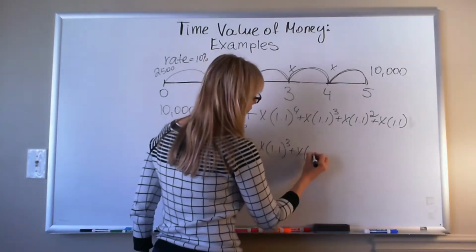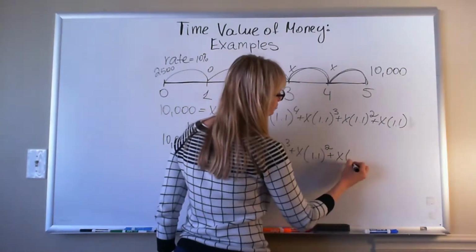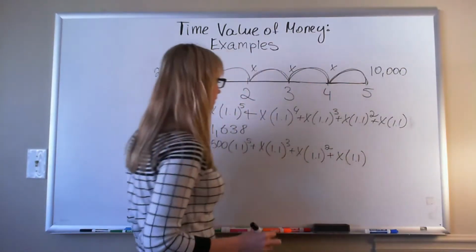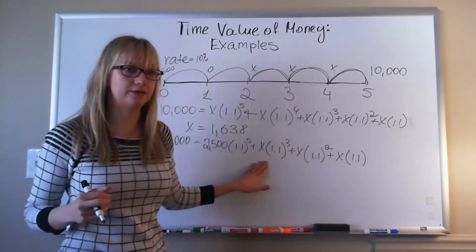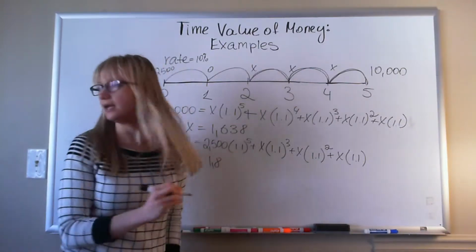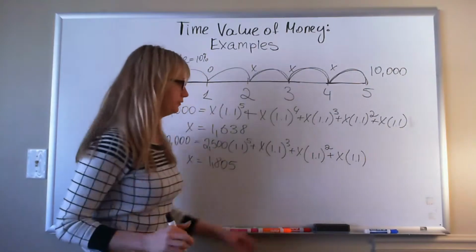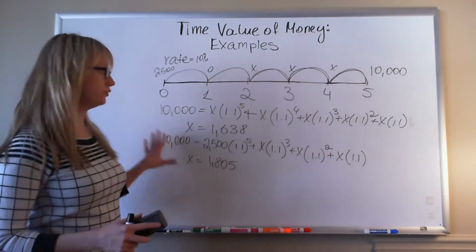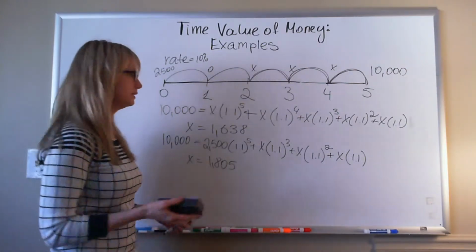Then we contribute again, and we have 2 years remaining, and then we contribute again, and it's only 1 year remaining. Again, a very simple equation with one unknown. We solve for x, and it is $1,805. Feel free to solve those equations by hand or by calculator or by Excel and double check me.